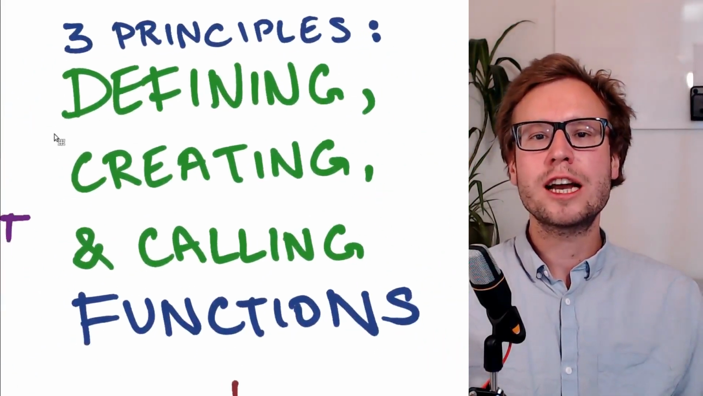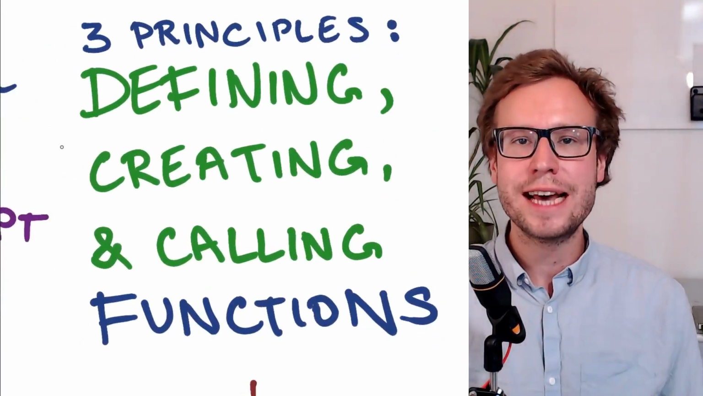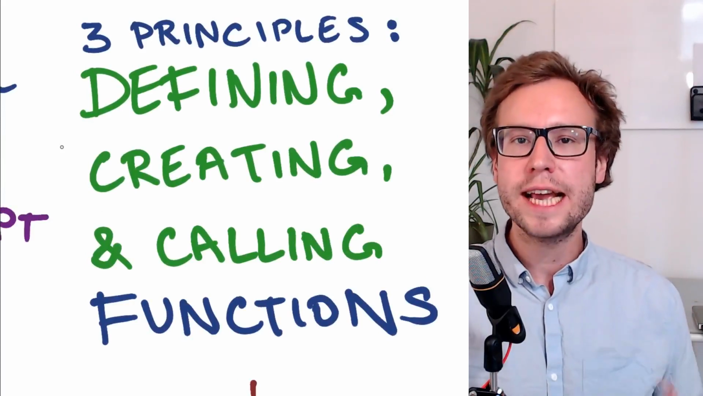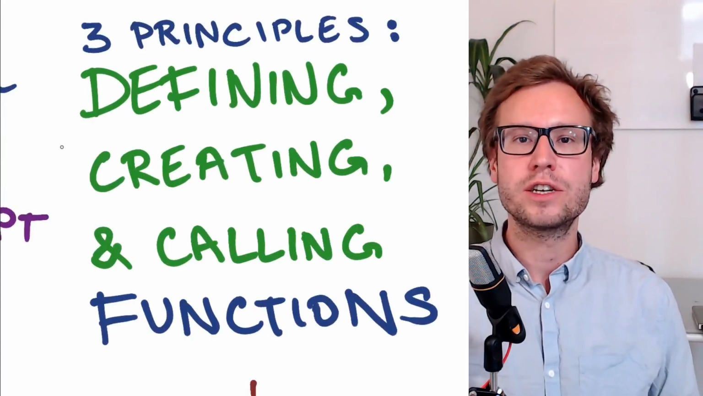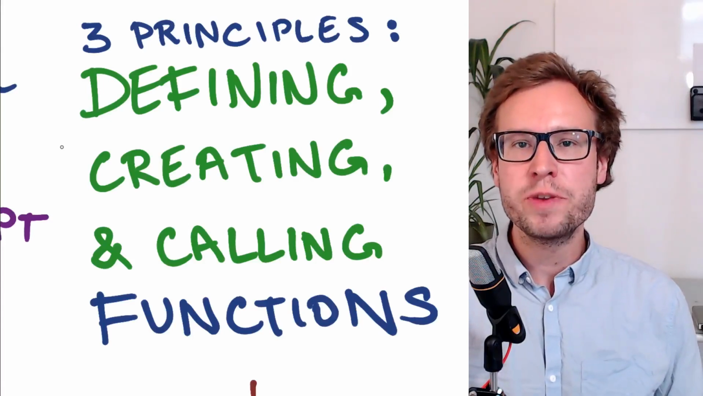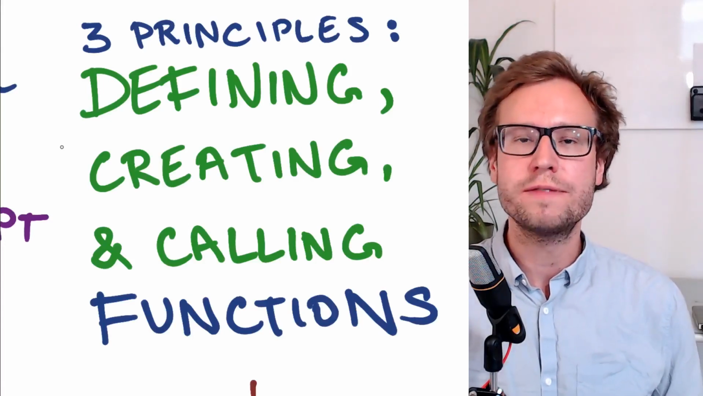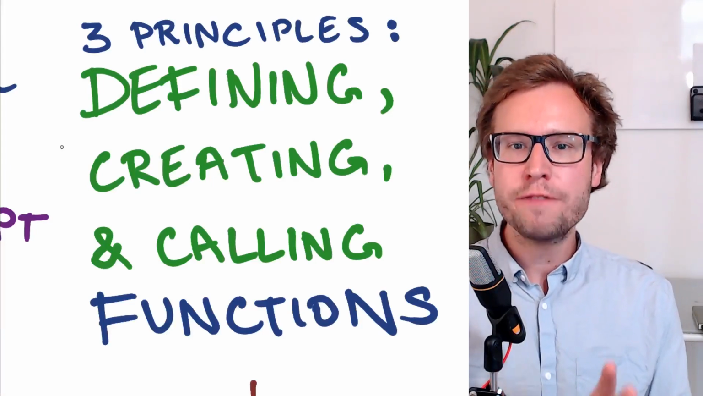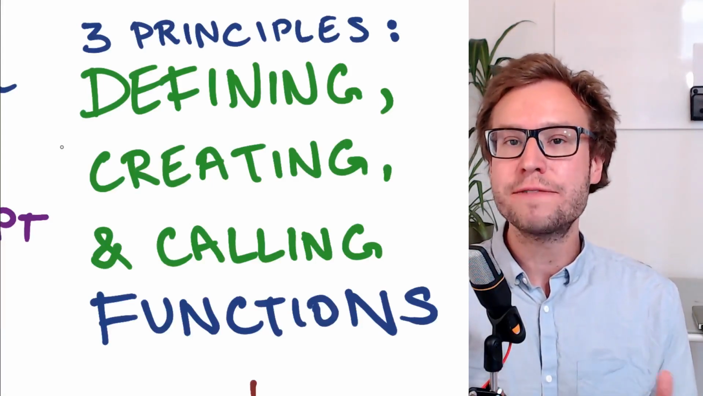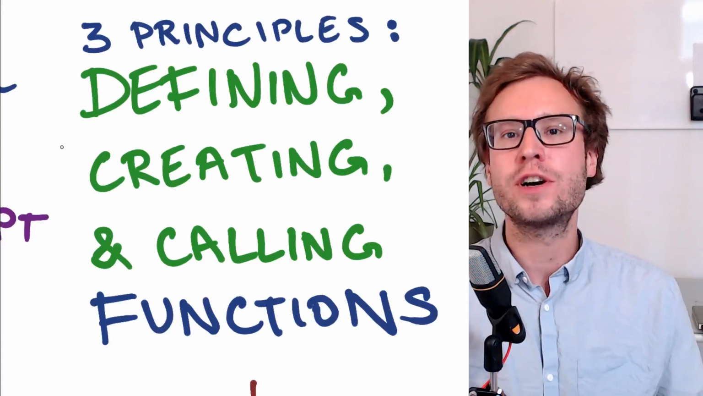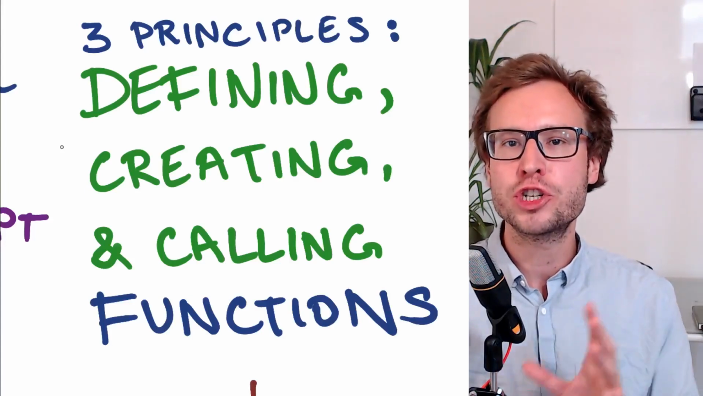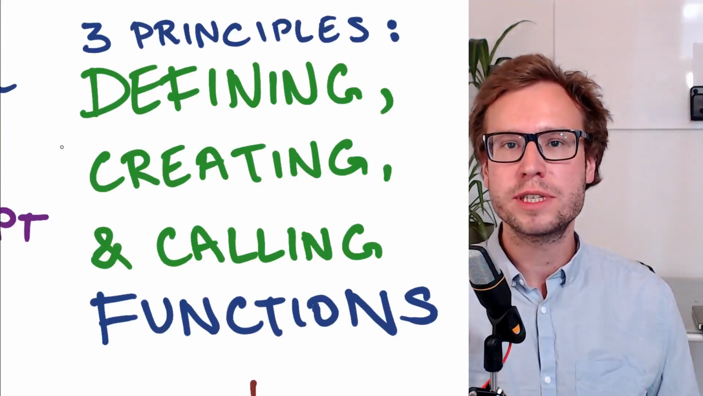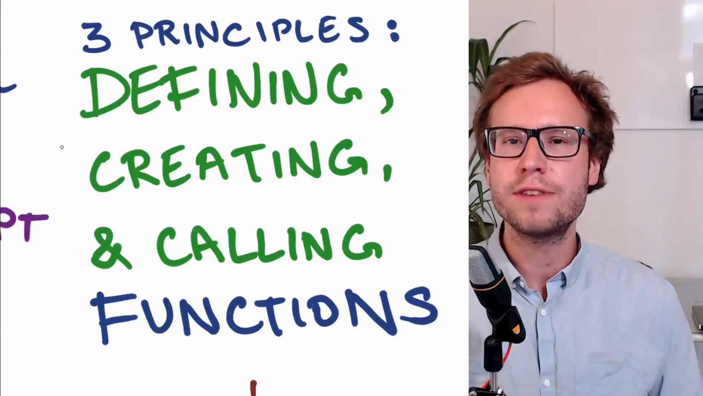So we're going to be talking about three principles that are key to functions, namely defining, creating, and calling functions. These are basically the three big things that you do with a function. But there's something here that I want you to notice. We often talk about function definitions, where the function is defined, and then we talk about function calls. But we have three principles here. There's one extra one, creating functions.